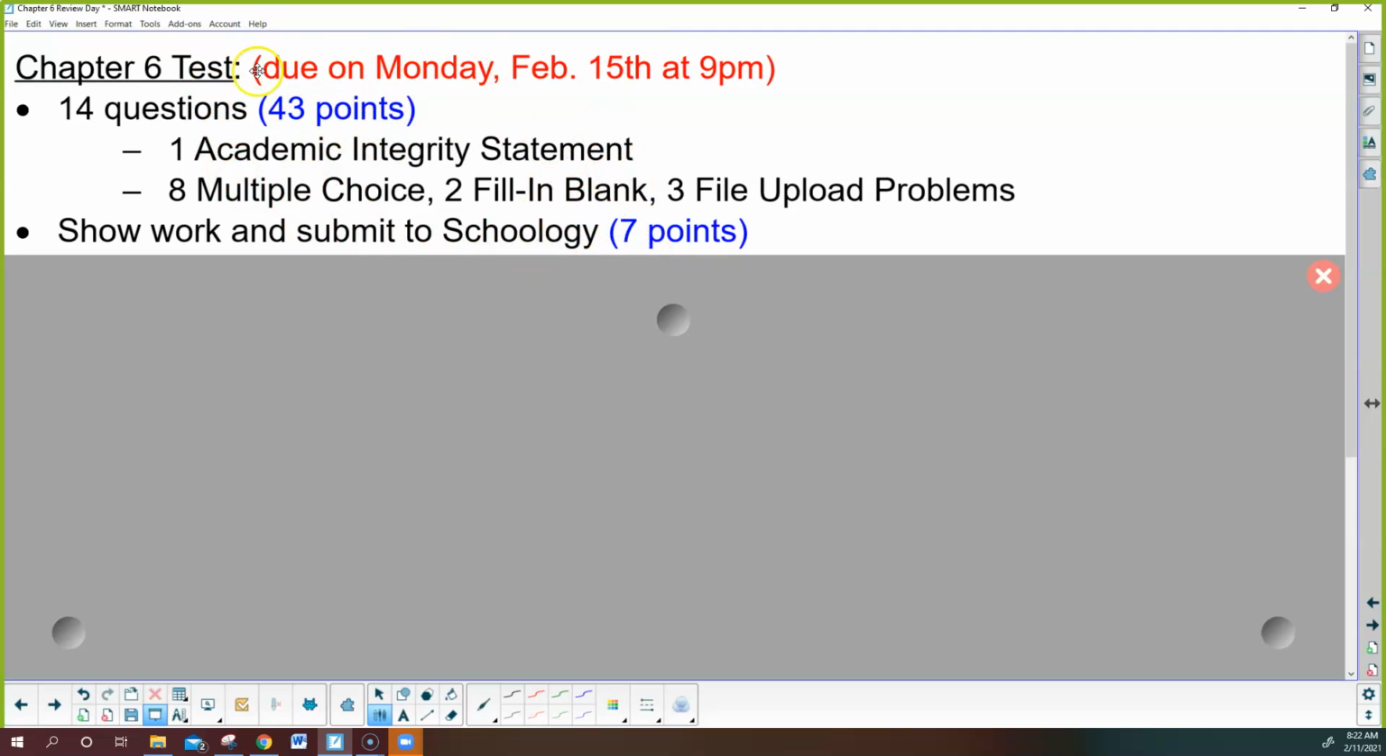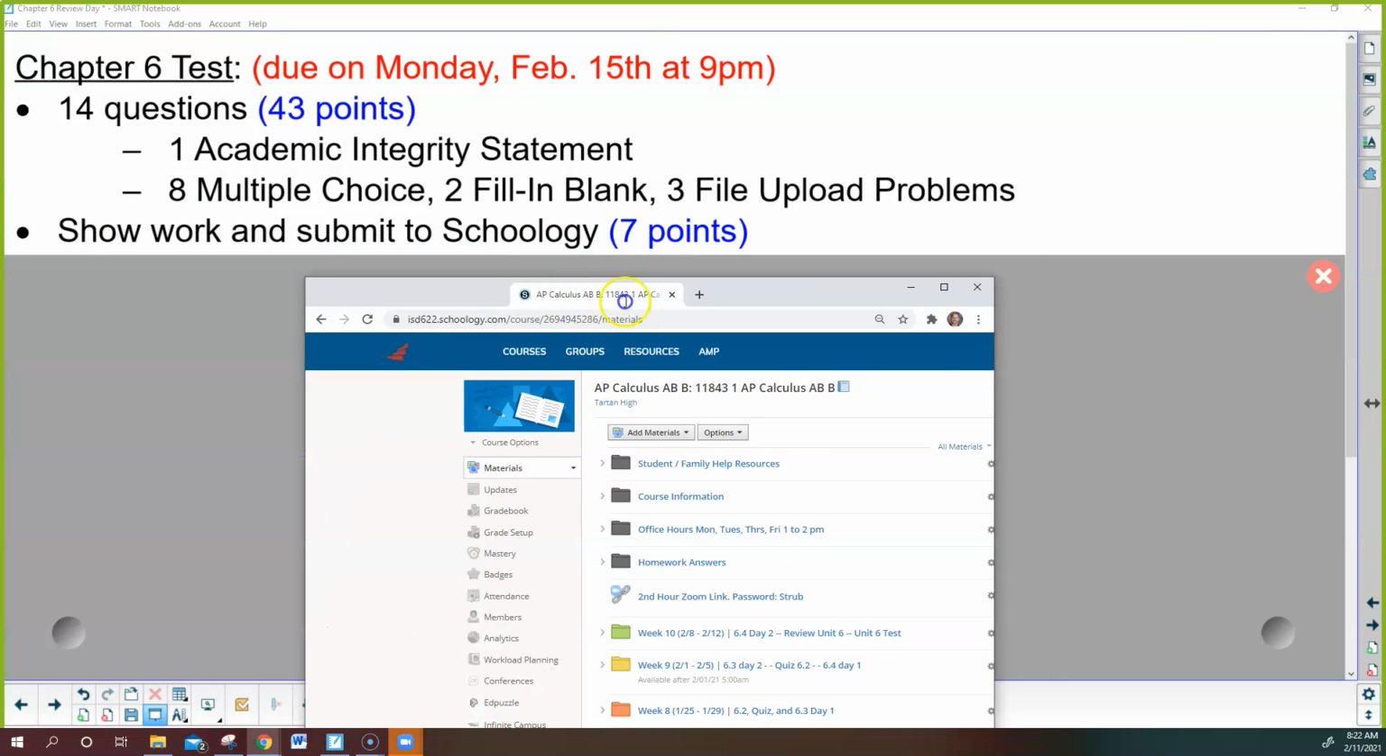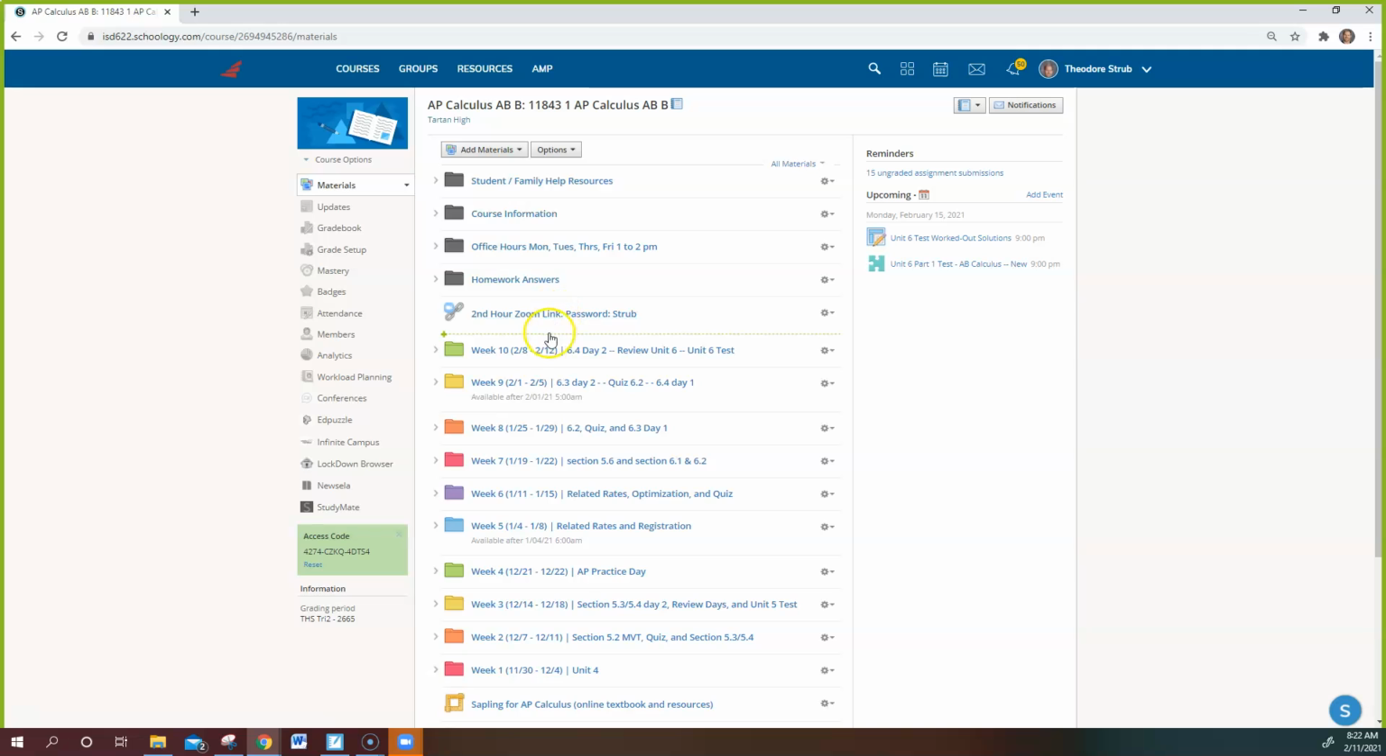So in the long run, this test is 50 total summative points. I'm hoping every single person goes to Schoology and submits that for those points. Let me show you really quick what I mean, because every time we take this test or a test like this, some people don't do that.